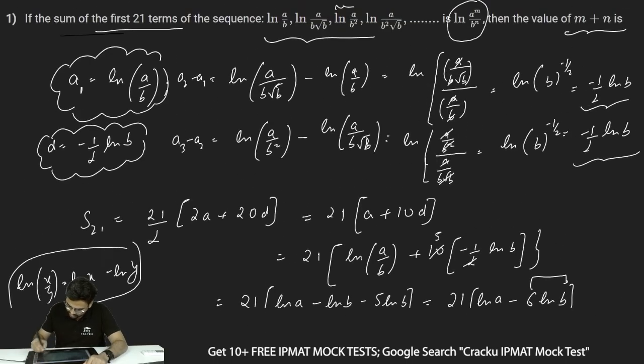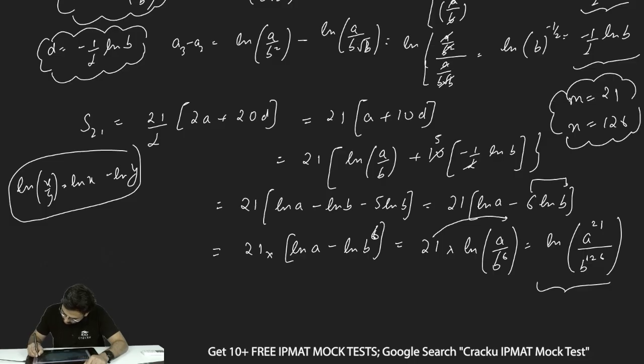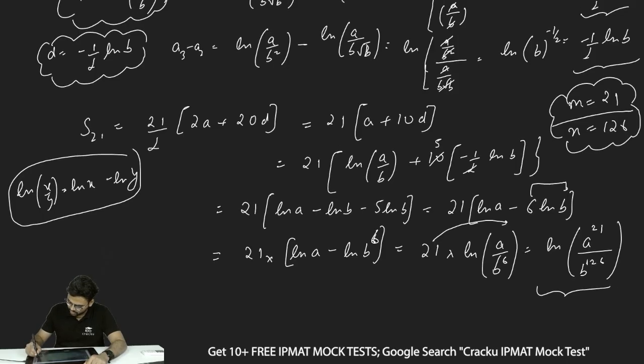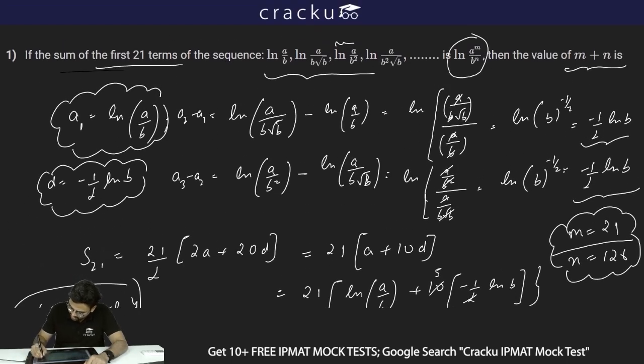Now, it is given that it is ln(a^m / b^n). And it is coming out as ln(a^21 / b^126). So I can say m will be equal to 21 and n will be equal to 126. So m is 21 and n is 126. And therefore, the m plus n value will be 147.